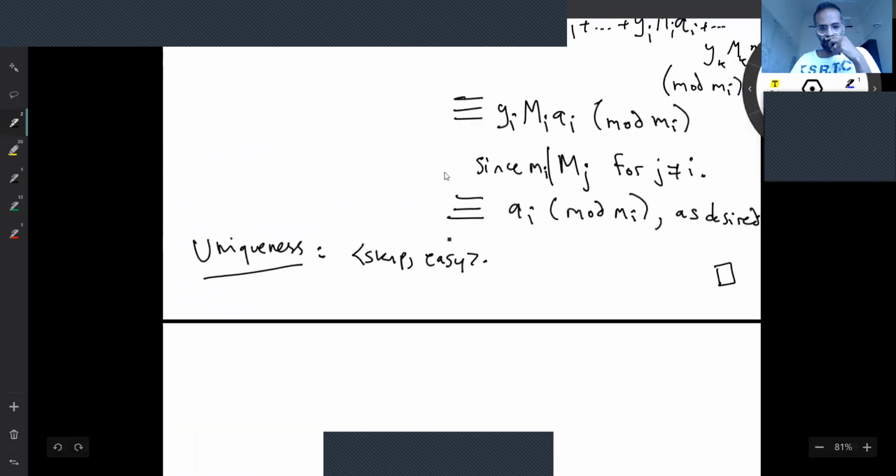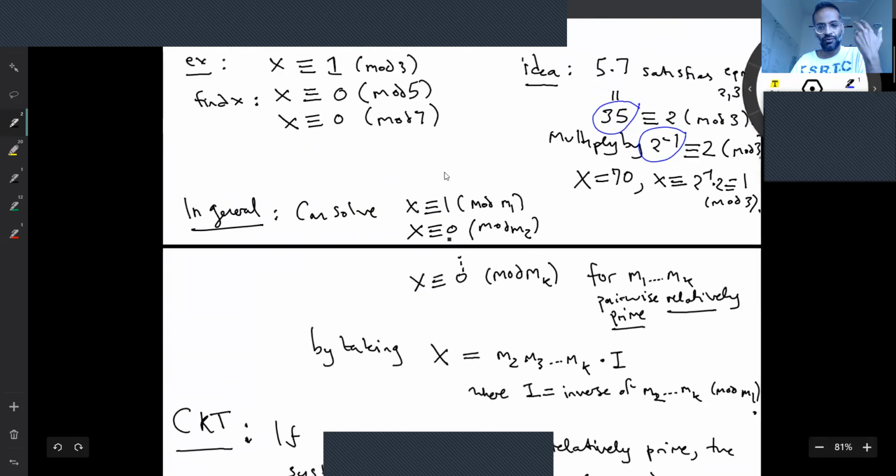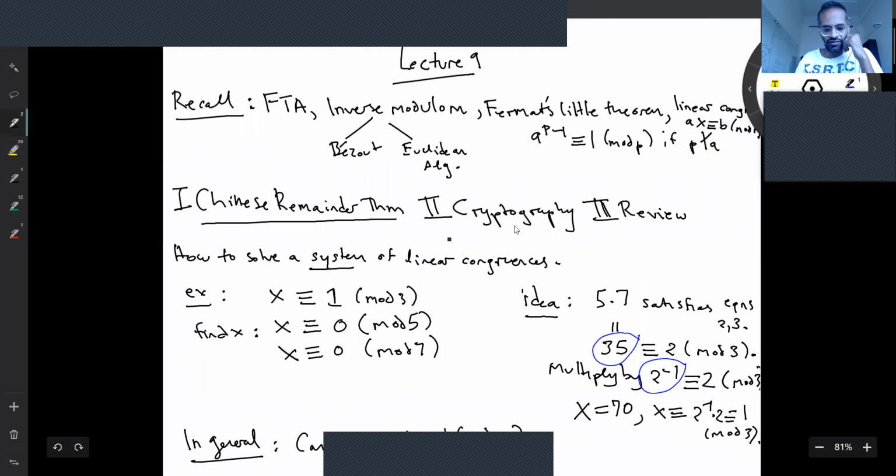Okay. So that's the last new theorem we're going to learn in number theory. And what I'm going to move on to now is an application of all this stuff in cryptography.